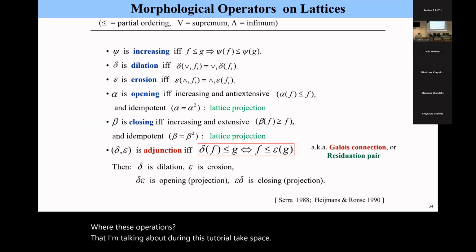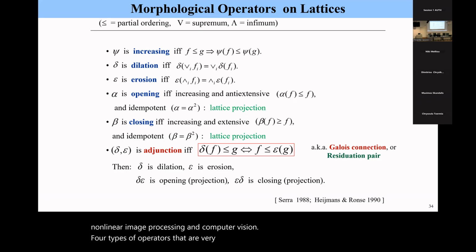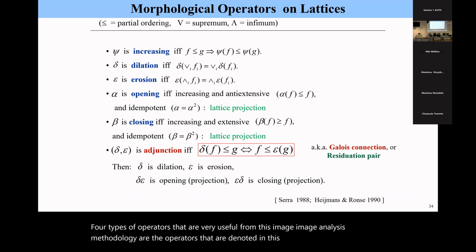Now, an area where these lattice operators have appeared for the last 30 years is mathematical morphology, a well-known area in nonlinear image processing and computer vision. Four types of operators that are very useful from this image analysis methodology are the operators that are denoted in this slide as delta, epsilon, alpha, and beta.